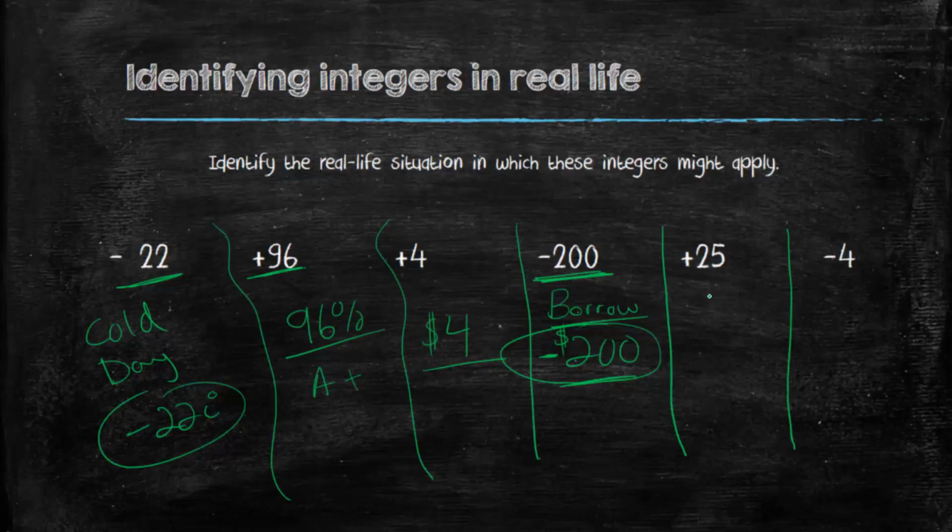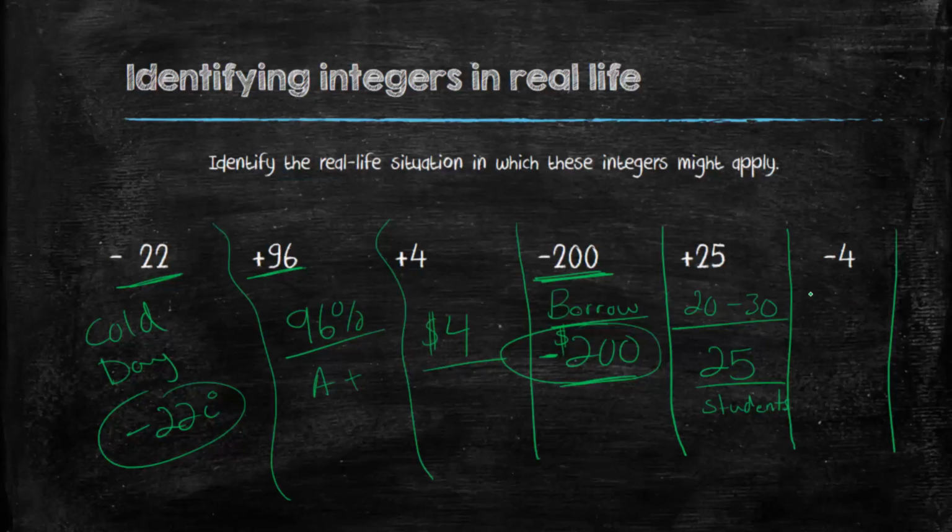25, where would you see a number like 25, a positive 25? Well, in most classes here in Ontario, class size usually ranges from 20 to 30. So it's very likely that your class might have 25 students, right? That's not uncommon.